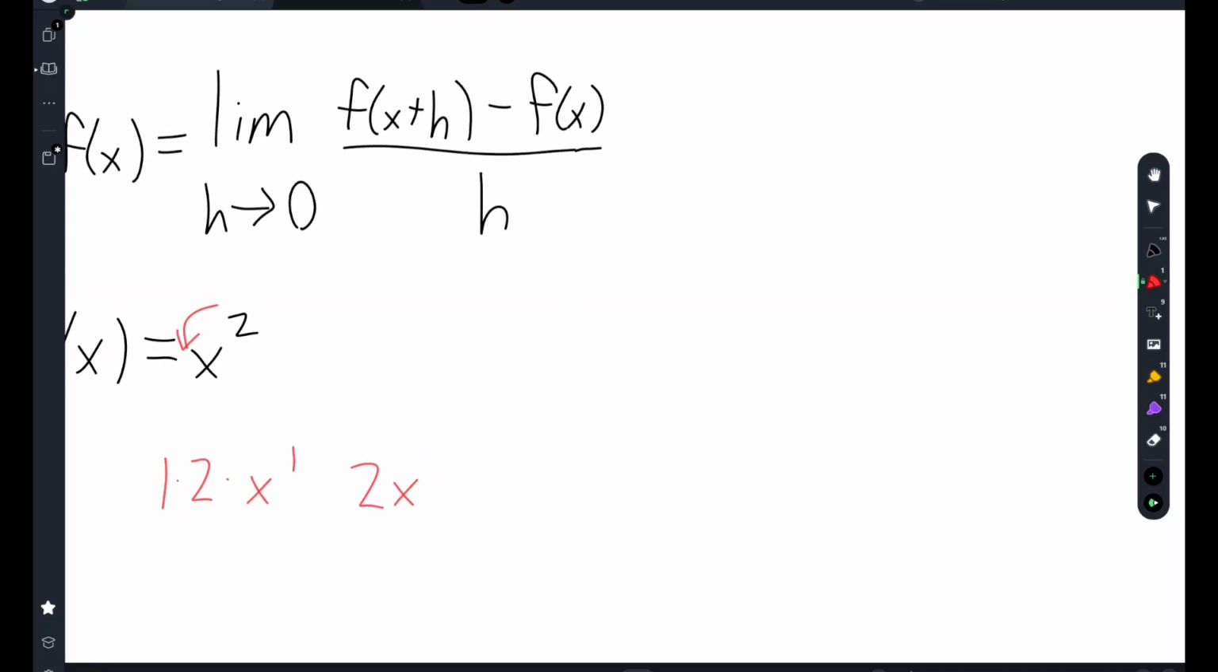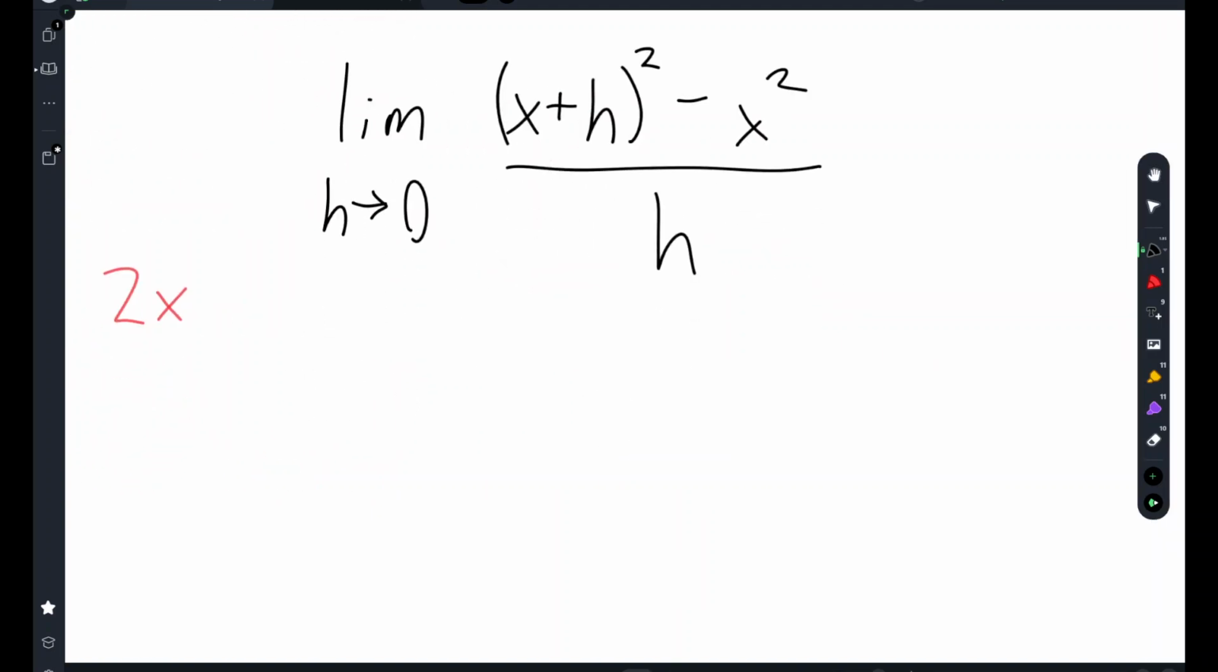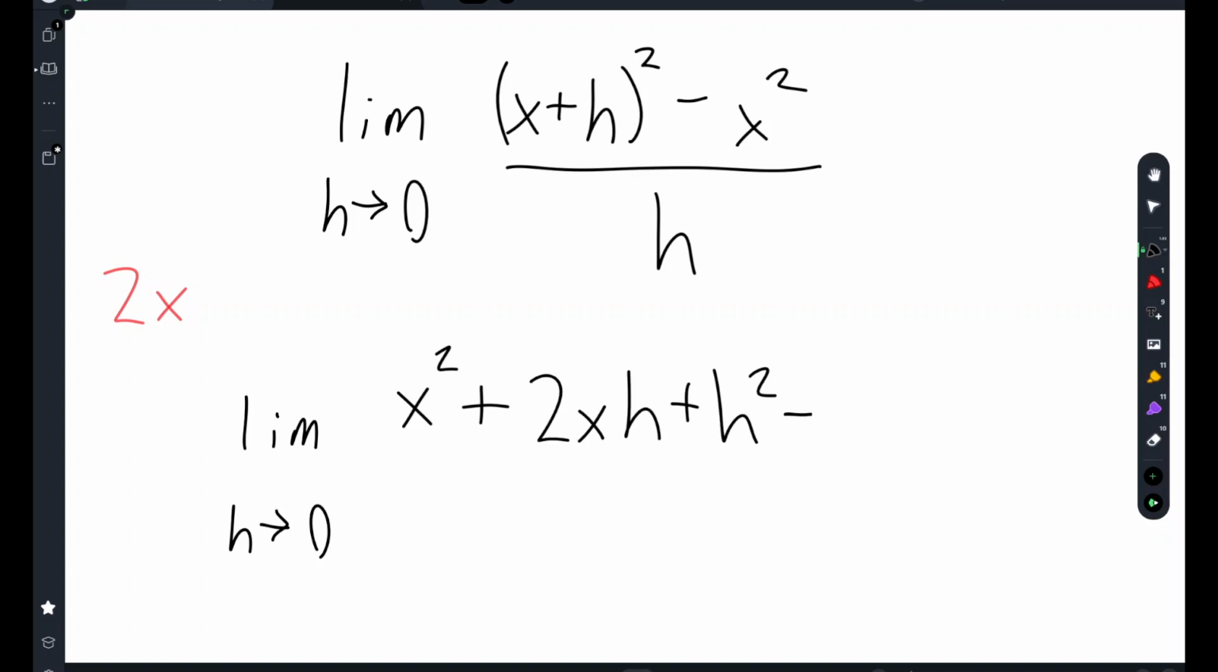But we can get it with this formula as well. So if we have the limit as h goes to 0 of f of x plus h, right? f of x is x squared, so x plus h squared, and then minus f of x, which is just x squared, divided by h. And so then this becomes x squared. Let me always make sure you don't remove your limit too early. x squared plus 2xh plus h squared minus x squared divided by h.